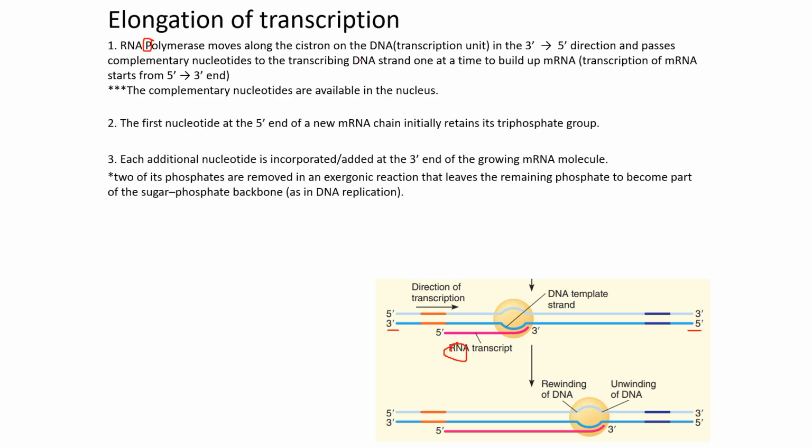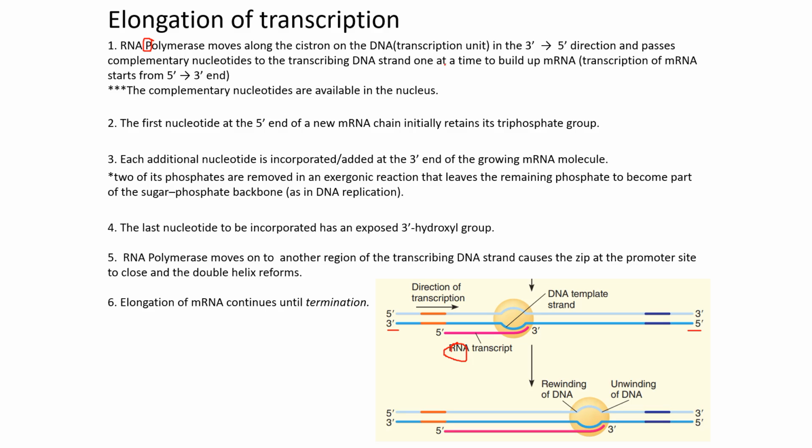Now, the first nucleotide at the 5' end of a new mRNA chain initially retains a triphosphate group. Each additional nucleotide is added at the 3' end of the growing mRNA molecule, like what I mentioned earlier. The last nucleotide to be added will have an exposed 3' hydroxyl group.